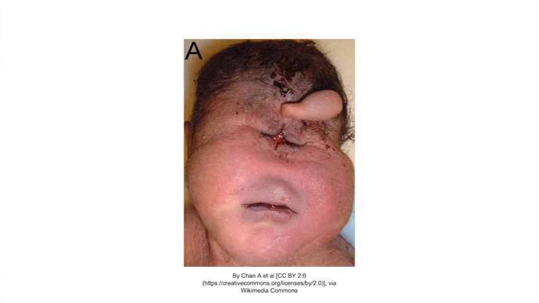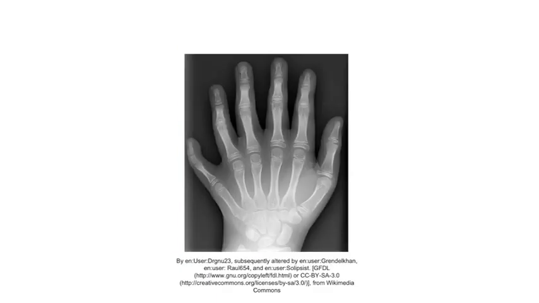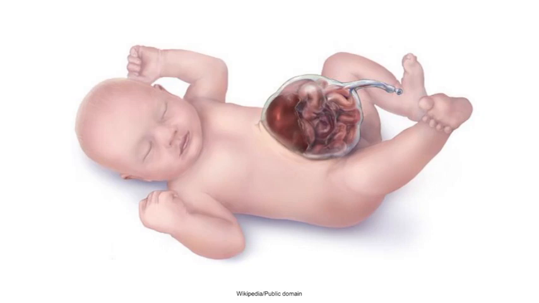This is a figure of holoprosencephaly. Holoprosencephaly is caused by failure of the brain to divide into 2 separate hemispheres and is usually associated with severe facial defects. Most cases are lethal. This is a figure of polydactyly. Notice that this is an X-ray of the hand and that this patient has 6 fingers. This is a figure of an omphalocele. Notice that the abdominal contents are outside of the abdominal wall and are surrounded by peritoneum.